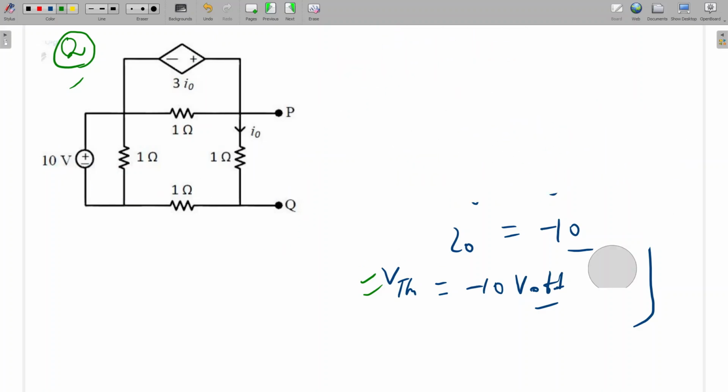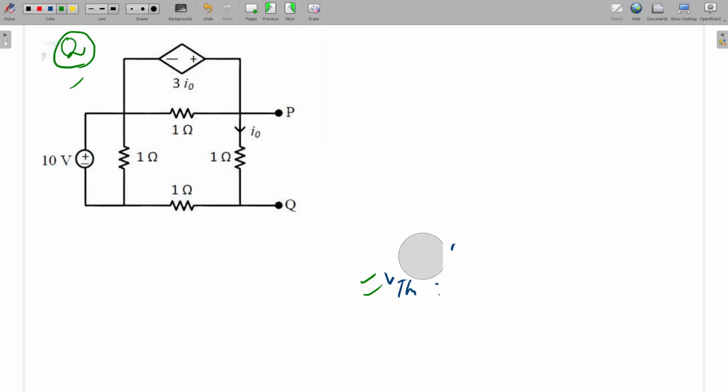So for RTH in this type of question, what we can do, we have to connect the external source, and the internal source will be replaced by its resistance. This is an ideal source, so what will be the internal resistance? 0. So this will be shorted here. This will be shorted. Okay. And here I am connecting a 1 volt source, 1 volt voltage source. So we have to calculate the current here.